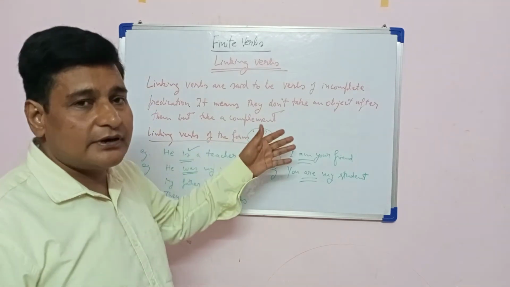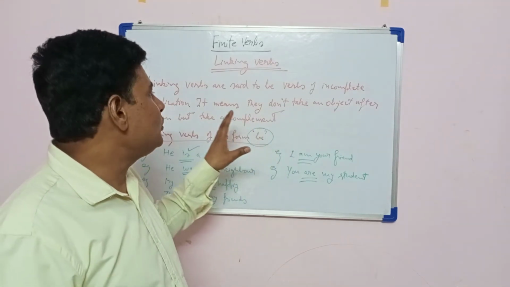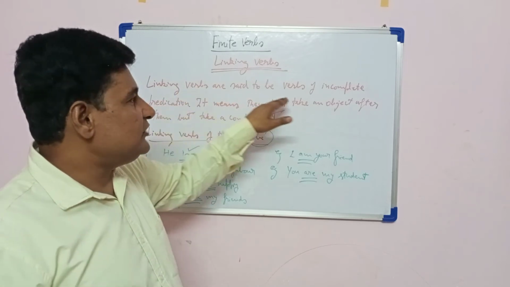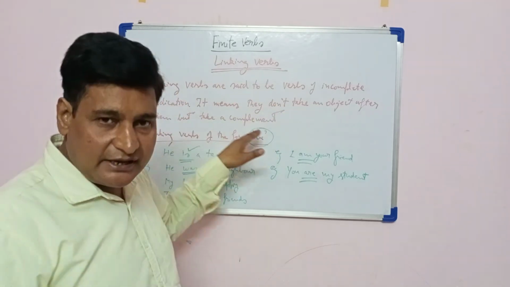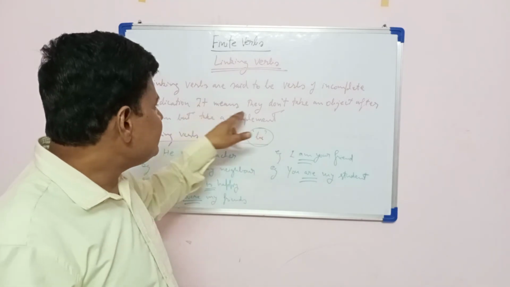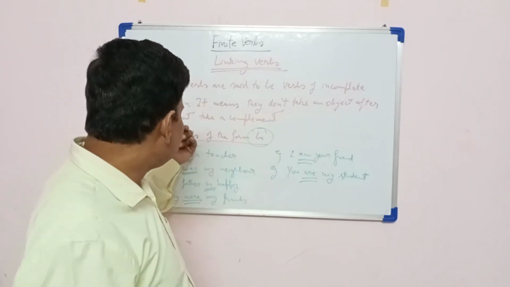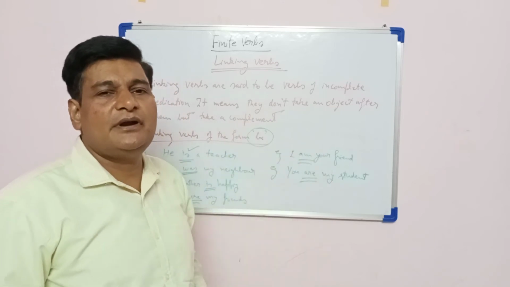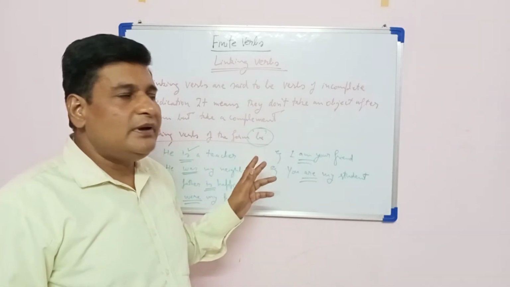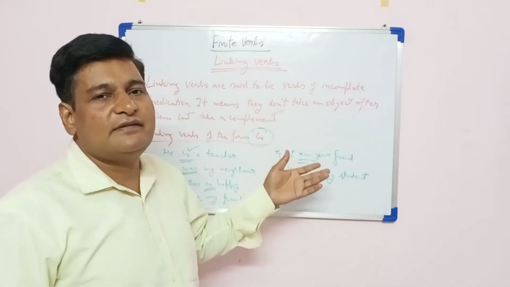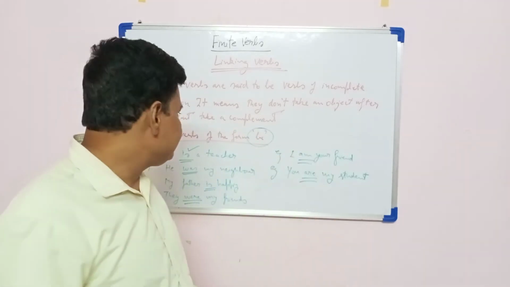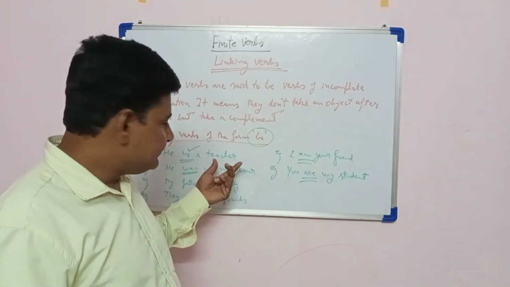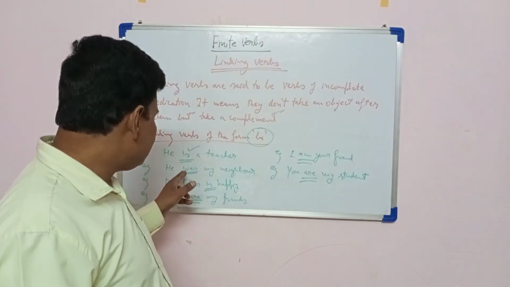So before we move further in the topic, let us have a quick recap. Linking verbs are said to be the verbs of incomplete predication. It means they don't take an object after them but take a complement. What is a complement? Everybody knows. A complement is any word that makes the sentence complete in meaning. So, he is a teacher. Here teacher is a complement. It is added to give it full meaning.